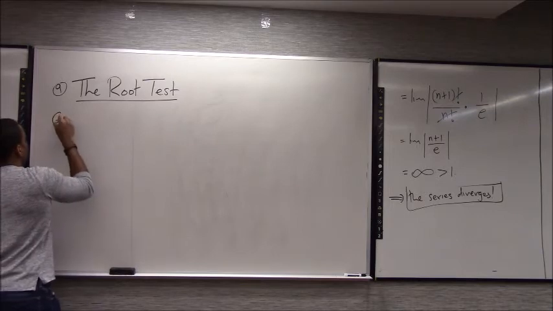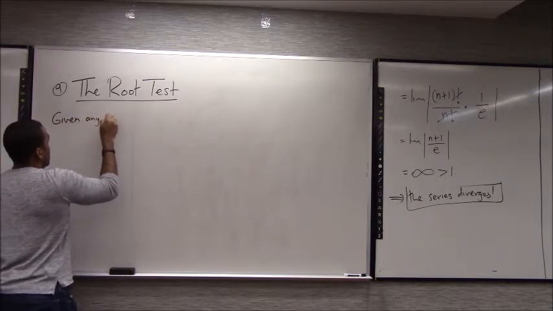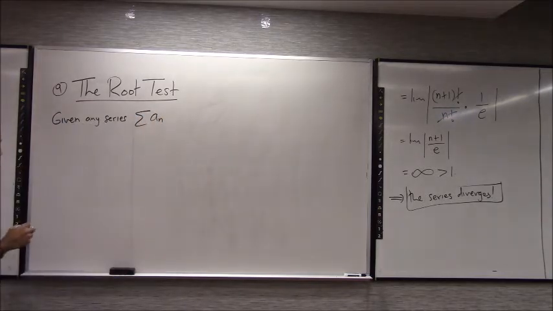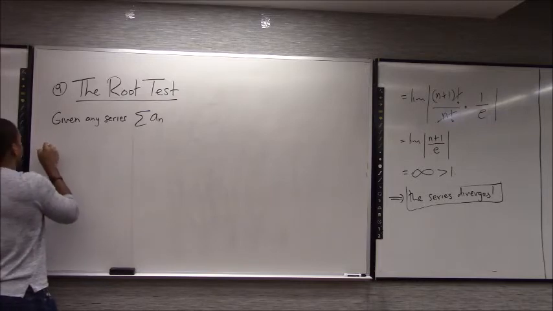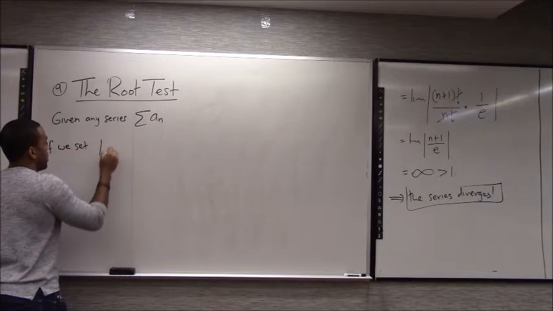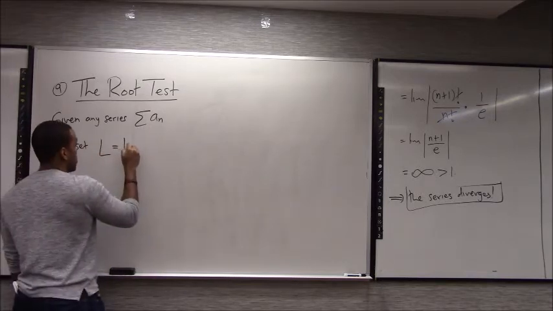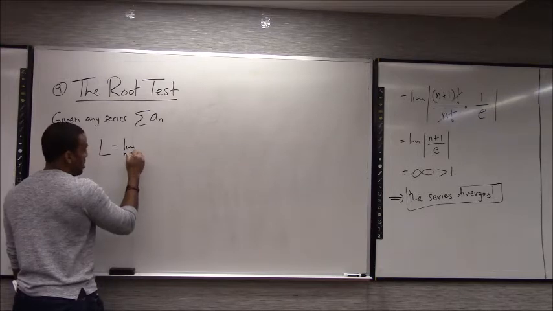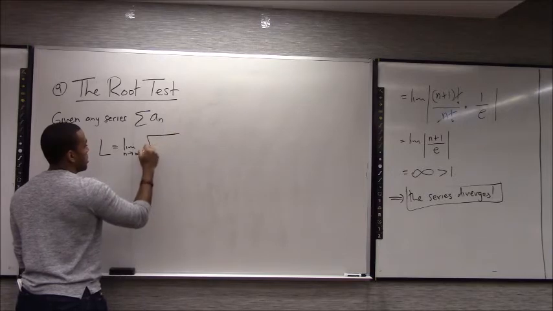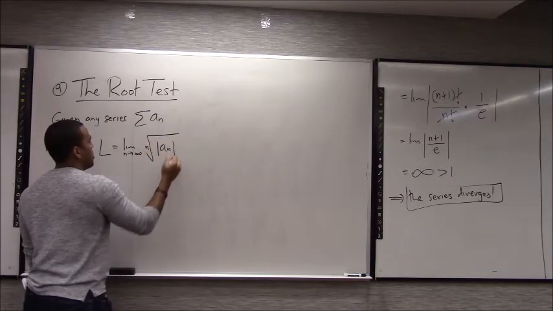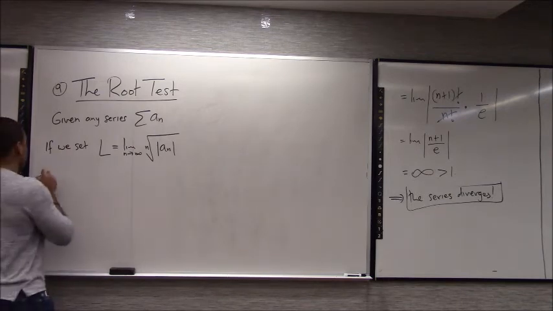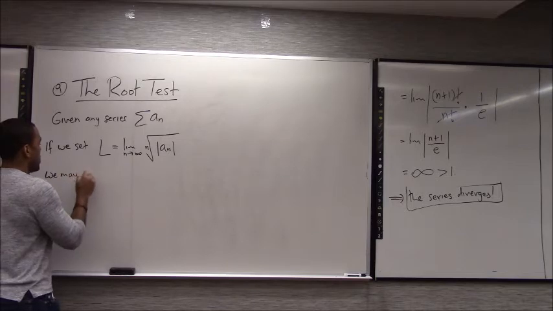So given any series sum of a_n, if we set L, so we're going to compute some other limit now. It's going to be the limit as n approaches infinity, obviously. But now what we're going to do is take the nth root of a_n in absolute value. So it's called the root test. You're going to take a root. We may conclude based on the following.